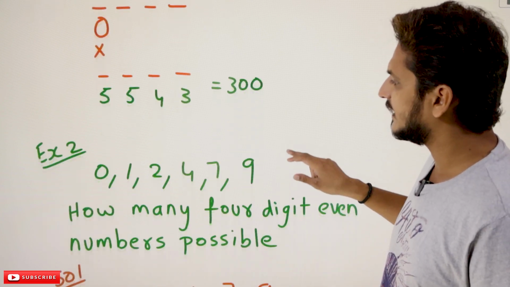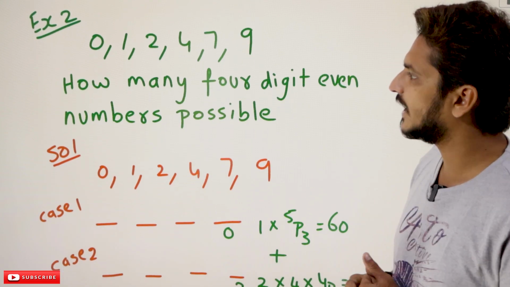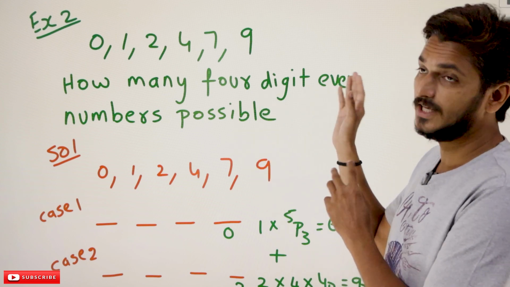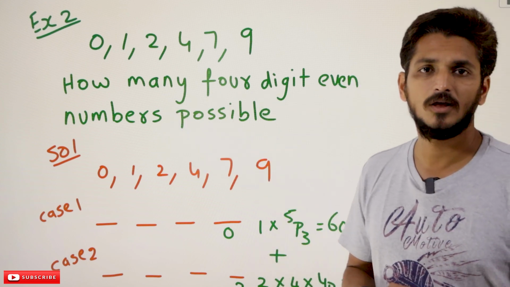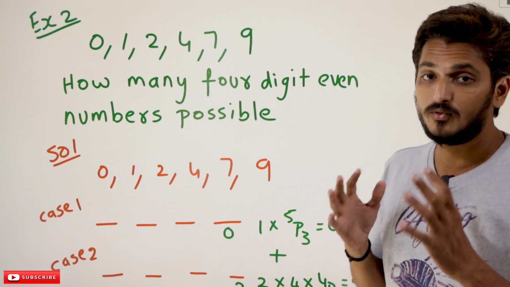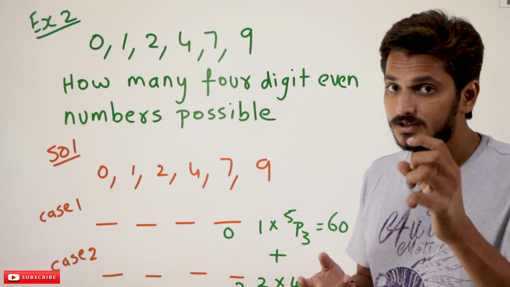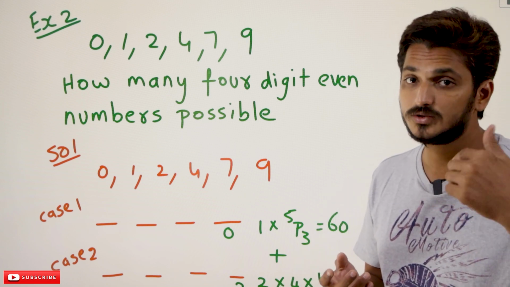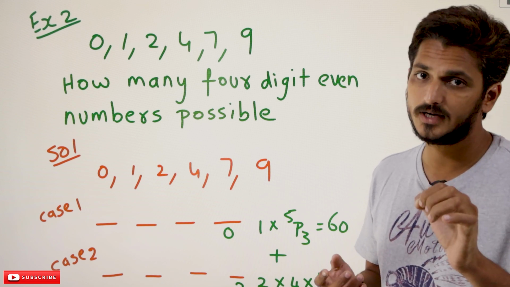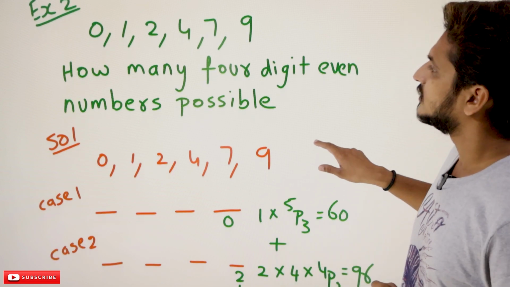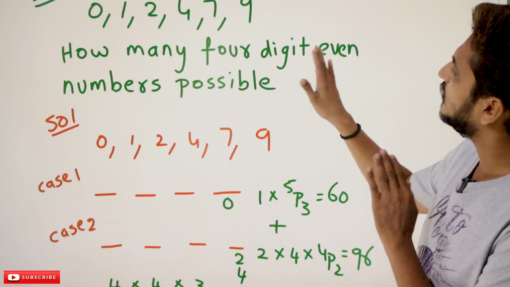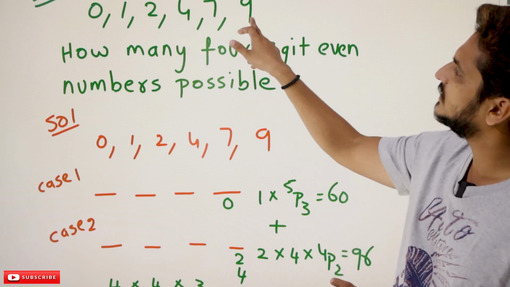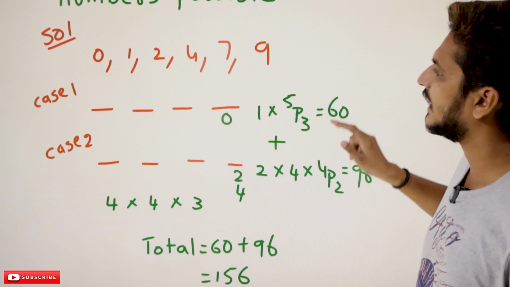Second example: take the numbers 0, 1, 2, 4, 7, 9. How many 4-digit even numbers are possible? This is very important to understand. You are going to understand it better when we do summation. That is the point you are going to understand in this example. So how many different 4-digit even numbers are possible using these numbers 0, 1, 2, 4, 7, 9?